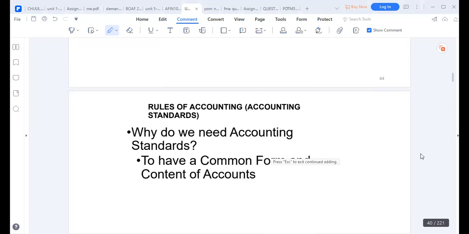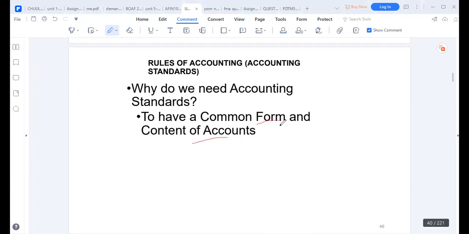The rules also give us why we need accounting standards, to have a common form like we do when you're going country to country. The sockets that we use maybe in Zambia should be the same as sockets that you use when you go to Nigeria. Same with accounting standards. When you're going to report as an accountant, you can work anywhere because these are common standards. So they look at the content and the form.